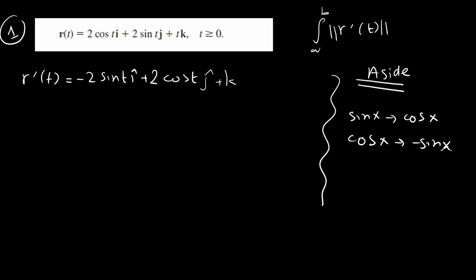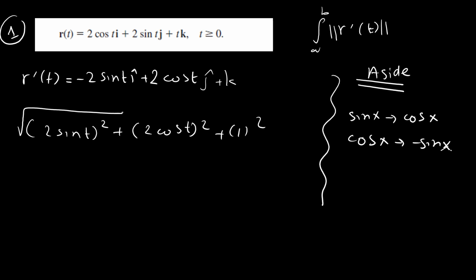Okay, now what's the next step? Here it says to find the magnitude. Now how do we find the magnitude? We square each component and then square root the whole thing. Okay, so squaring each component gives us negative 2 sine t squared. By the way, the square of a negative is just going to be positive, so if you want to write it here or not, it doesn't matter. Okay, so 2 cos t squared plus 1 squared, and then square root the whole thing.